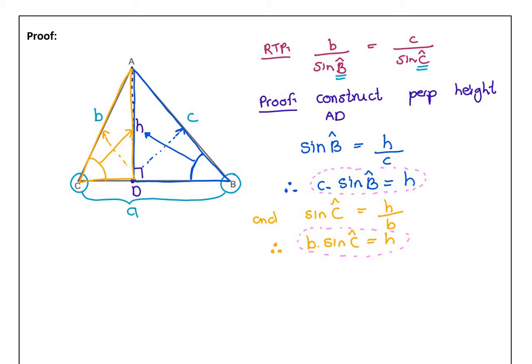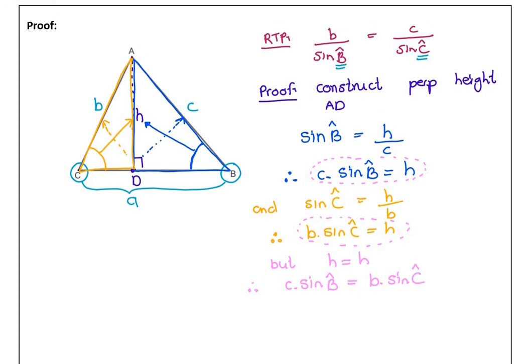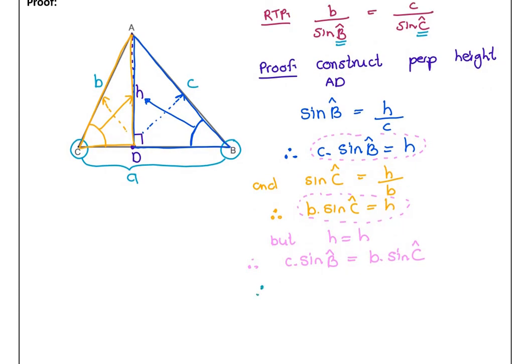Now these are the same h's, so I'm going to say, but hang on one moment, h and h are equal to each other because it's the same height. Now what that means is that c times sine of angle b, which is your first expression for h, must be exactly the same thing as your second expression for h. Now in an exam, I would just write, therefore, b over sine angle b is the same thing as c over sine angle c, because that's what you wanted to prove.